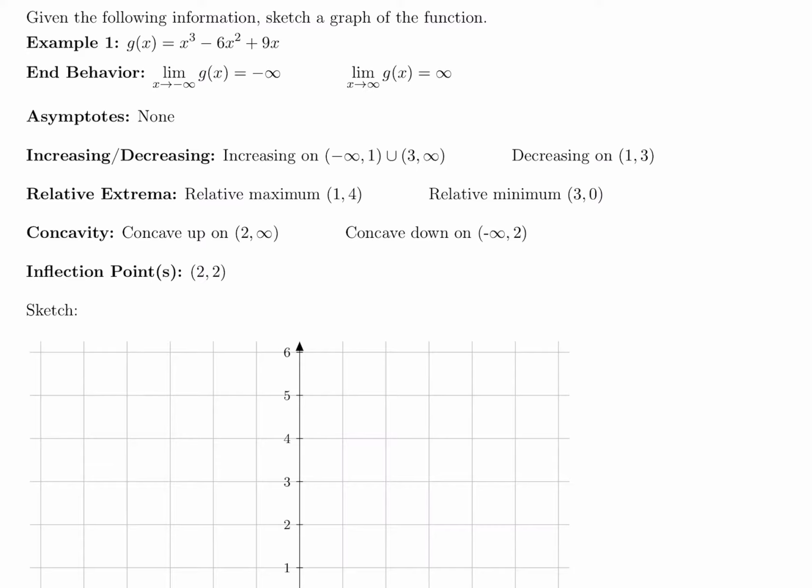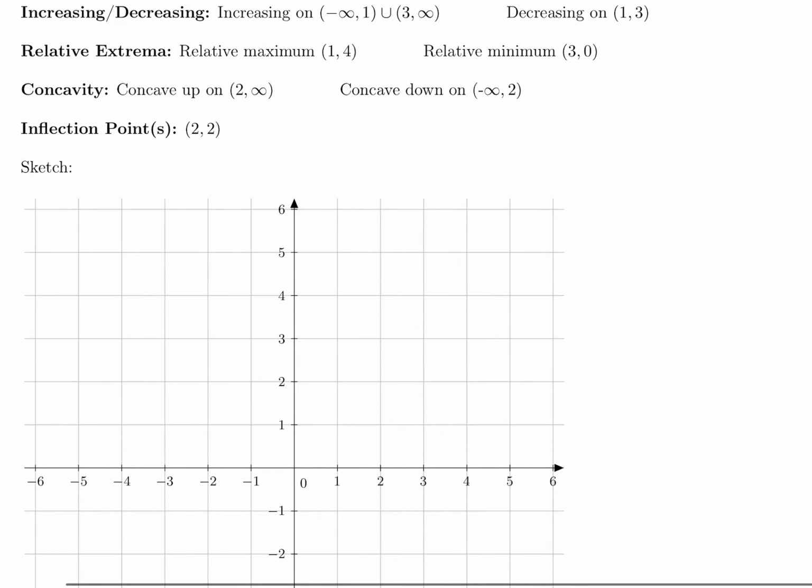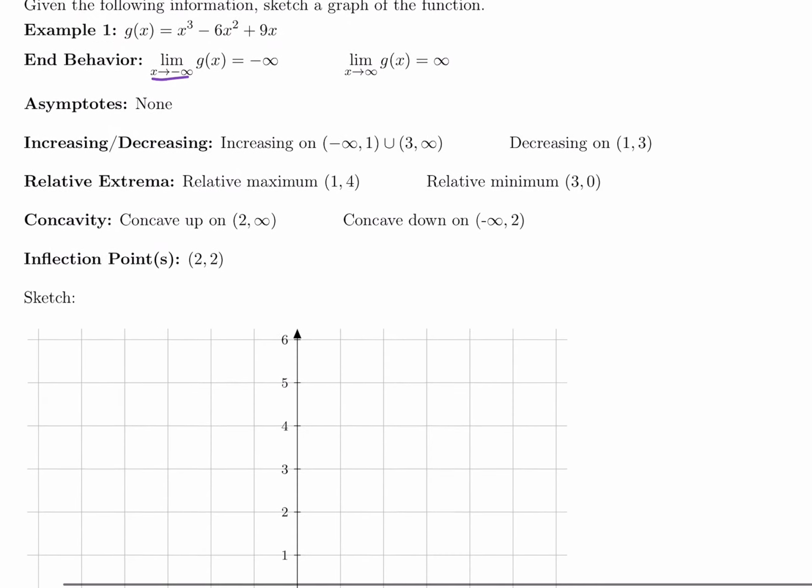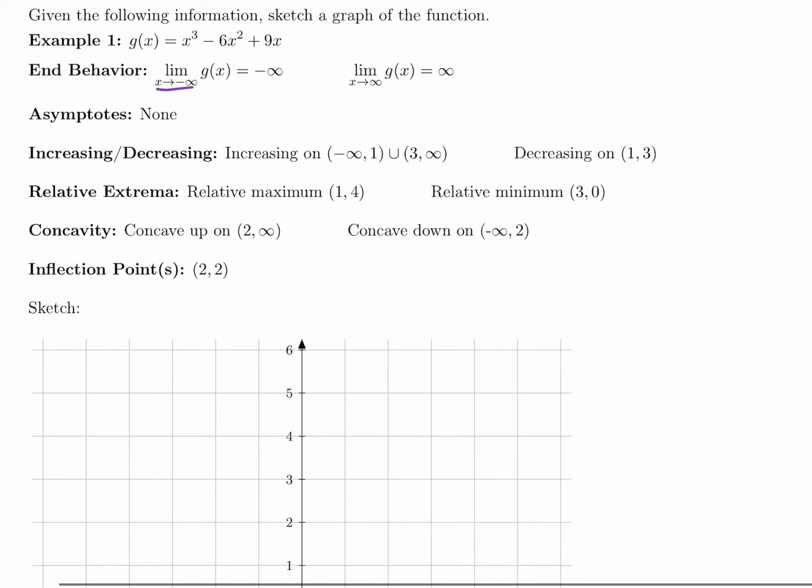So first of all, we have our end behavior as x goes to negative infinity. So remember, the x axis runs left to right. So as x goes to negative infinity, that's going to be to the left, and as x goes to positive infinity, that's out to the right. So just keep that in mind. Our end behavior as x goes to negative infinity is going down to negative infinity.